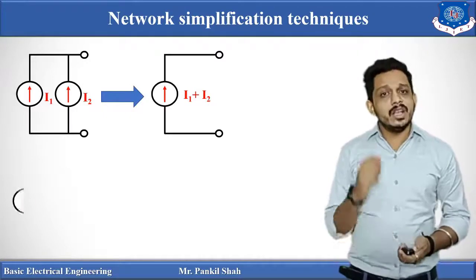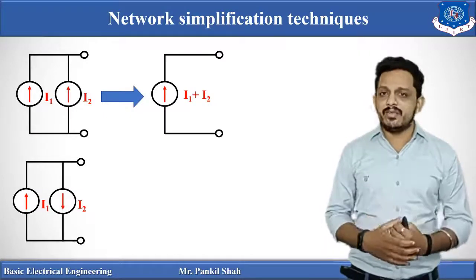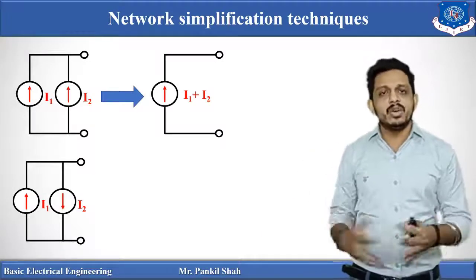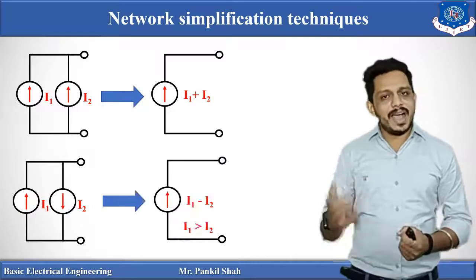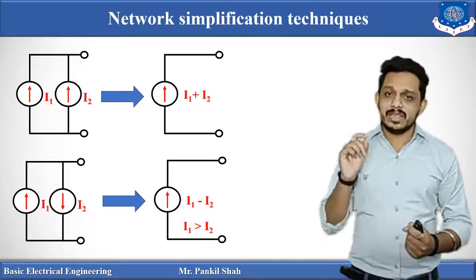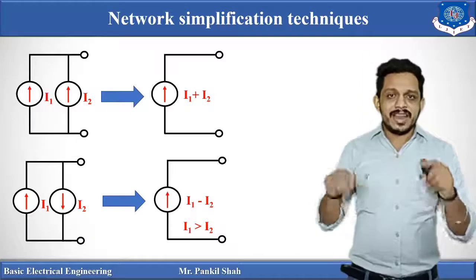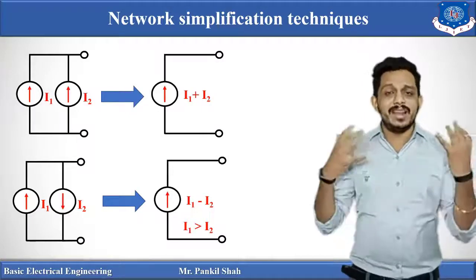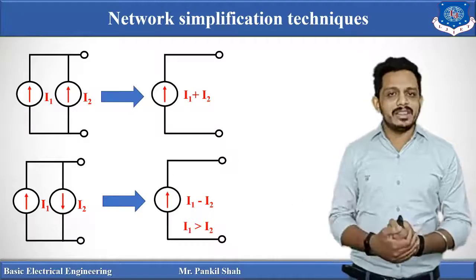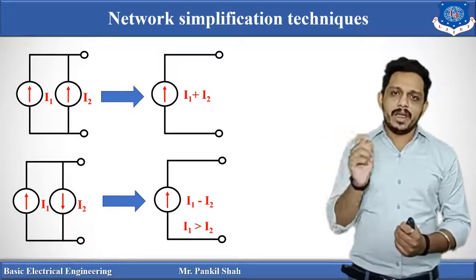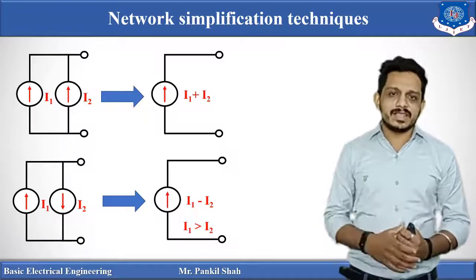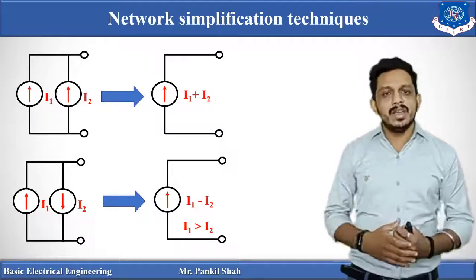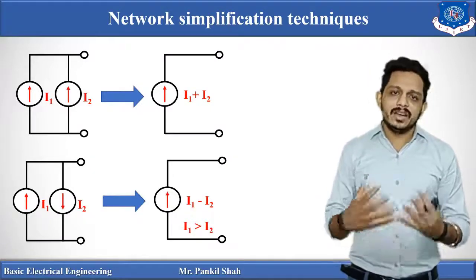So the next question is, what if the directions of the current sources are different? Then again, similar to the voltage sources, we have to subtract the values of those two sources. If I1 has the larger value, then the equivalent current source has the arrow direction of I1, and the value will be I1 minus I2. But if I2 has the larger value, then it will be I2 minus I1, and the direction of this equivalent current source will be the same as the I2 source. In this way, you can also combine the current sources.